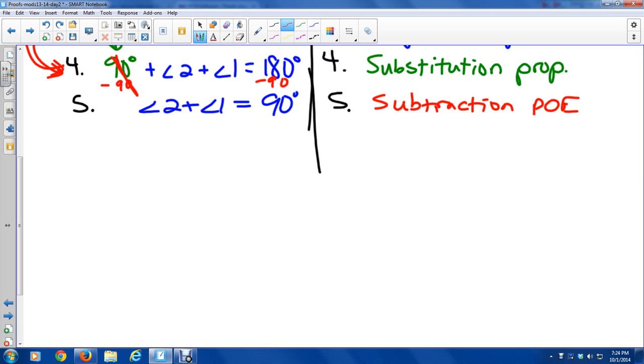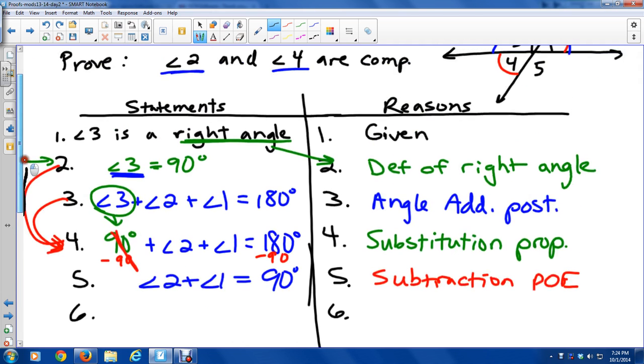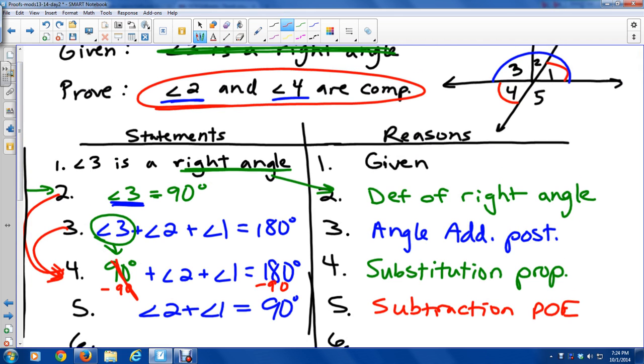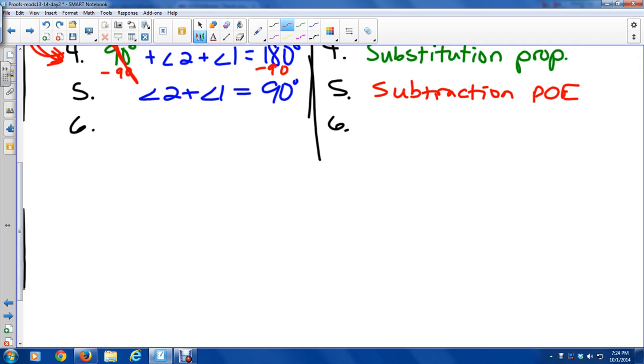And I'm having a great time with equations here, but I haven't actually stopped to look at what I'm proving. So now would be a good time to say, okay, what am I actually trying to prove? Of course they tell us. Angle 2 and angle 4 are complementary is what I'm asked to prove. 2 and 4 are complementary.